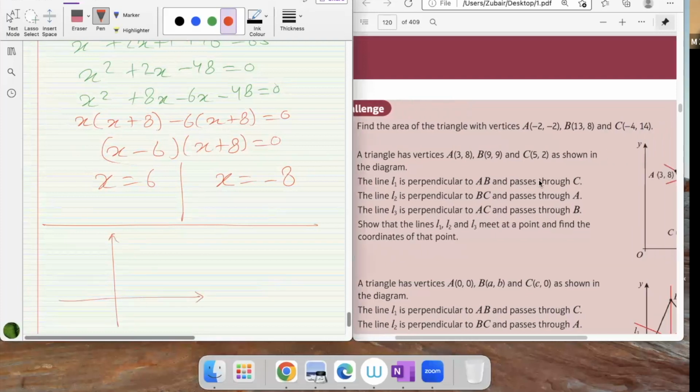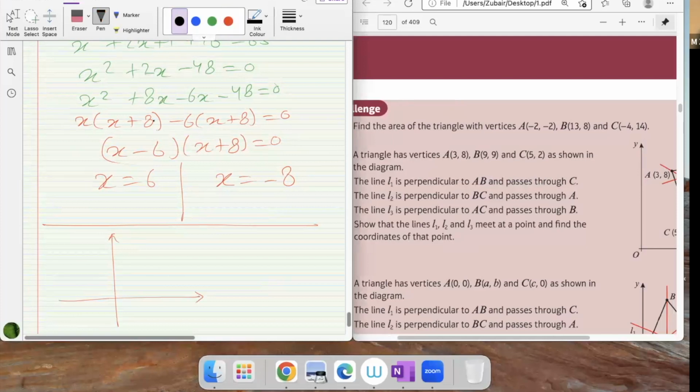Firstly, we have x minus 2, y minus 2. X negative 2, y negative 2, and I assume it here. Then we have x 13 and y 8, so positive x 13 and y 8. 13 comma 8. This is B. Then we go for C, which is x minus 4 and y 14. Excuse me.